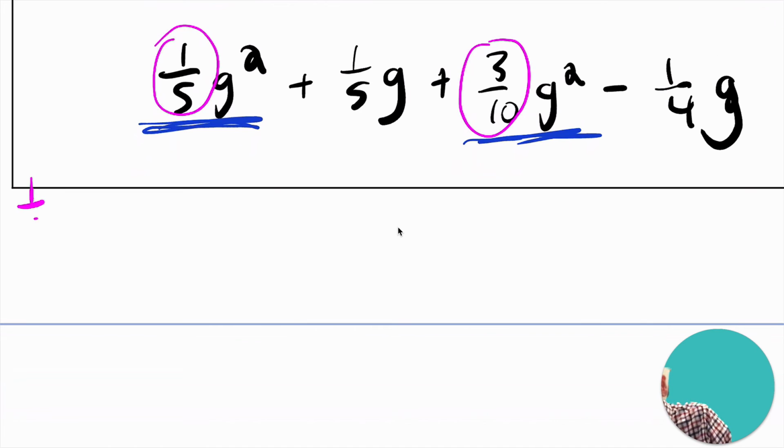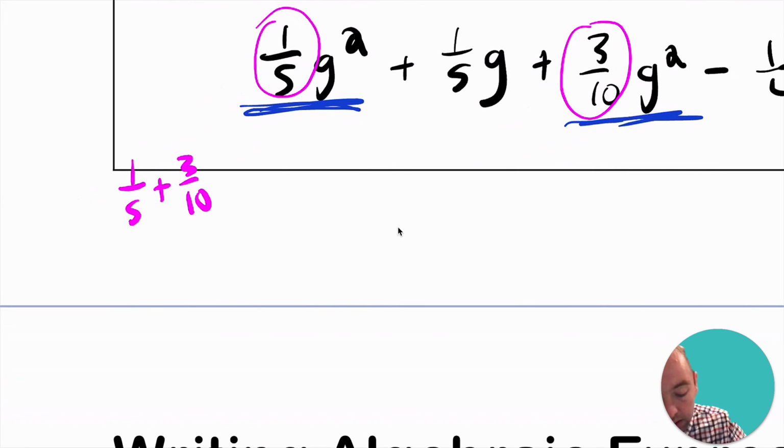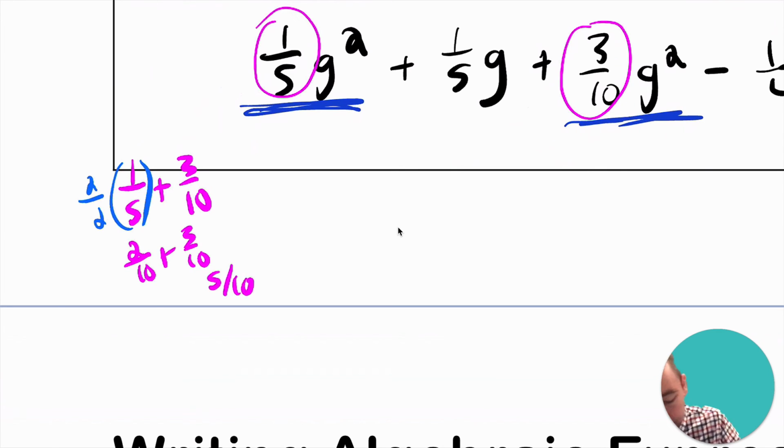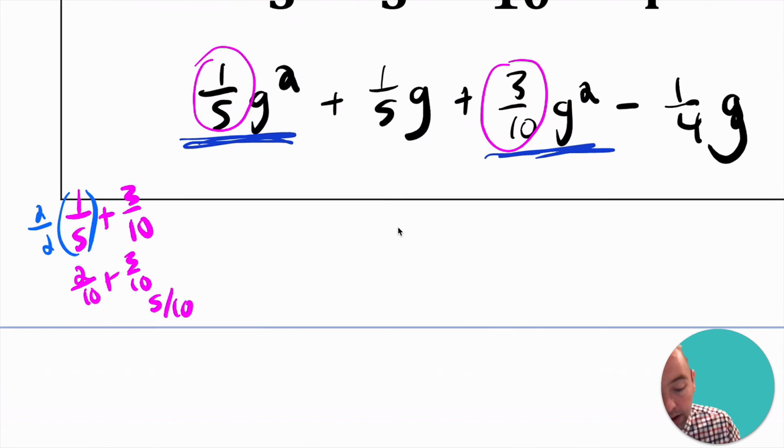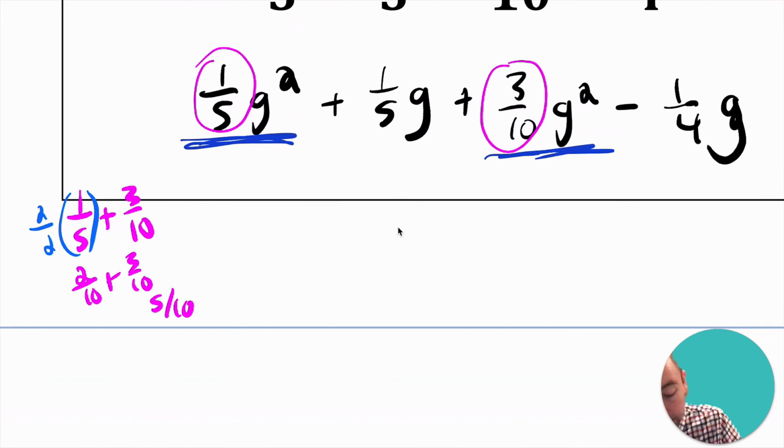So if you wanted to figure out 1/5 plus 3/10, well, to add fractions, you need a common denominator, of course, right? So our common denominator would have to be 10, since that's the least common multiple of 5 and 10. So you can multiply this fraction by 2 over 2. That's going to give you then 2/10 plus 3/10, which is 5/10, but 5/10 reduces to 1/2. So those two blue terms are going to combine together to become 1/2 g squared.